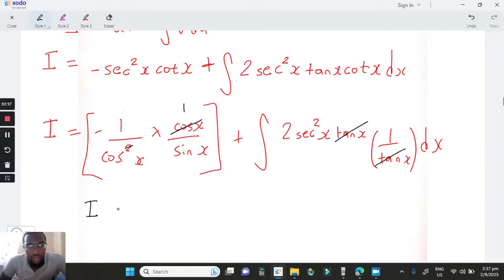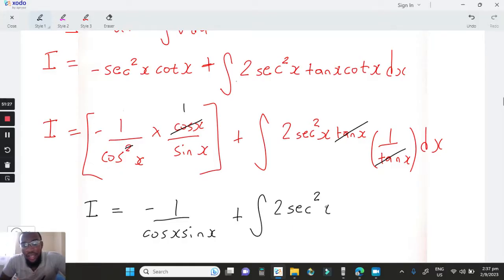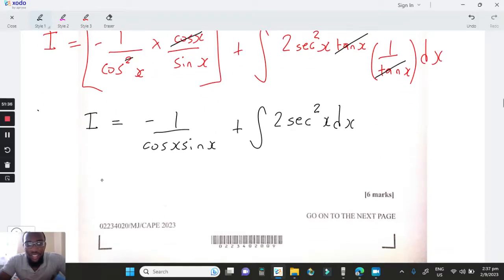So in that case now what we have is minus 1 over cos x sine x plus the integral of 2 sec square x dx. Now when you integrate sec square you get tan, because when you differentiate tan you get sec square. So that's integration by recognition now. And also look what I can do. I can add a 2 to the denominator and put times 2 in the numerator, because 2 over 2 is really 1. I hope everybody is following.